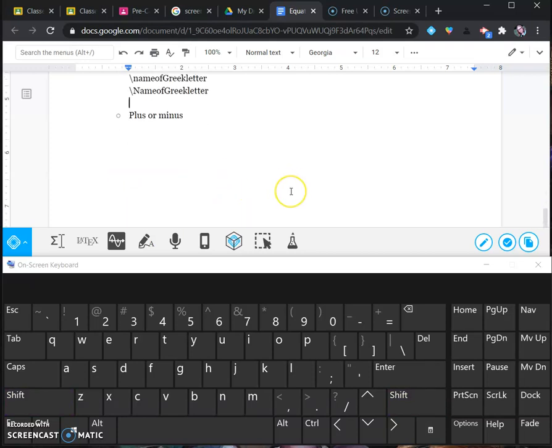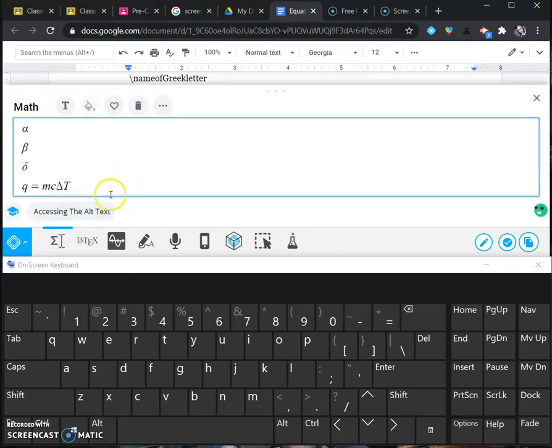Now the last special symbol that you definitely will need is the plus or minus. Again, I don't see a plus or minus key on the keyboard, which means you need to use the special name for it, which in this case is just PM. If you want the plus or minus symbol, \PM and spacebar, there you have it.